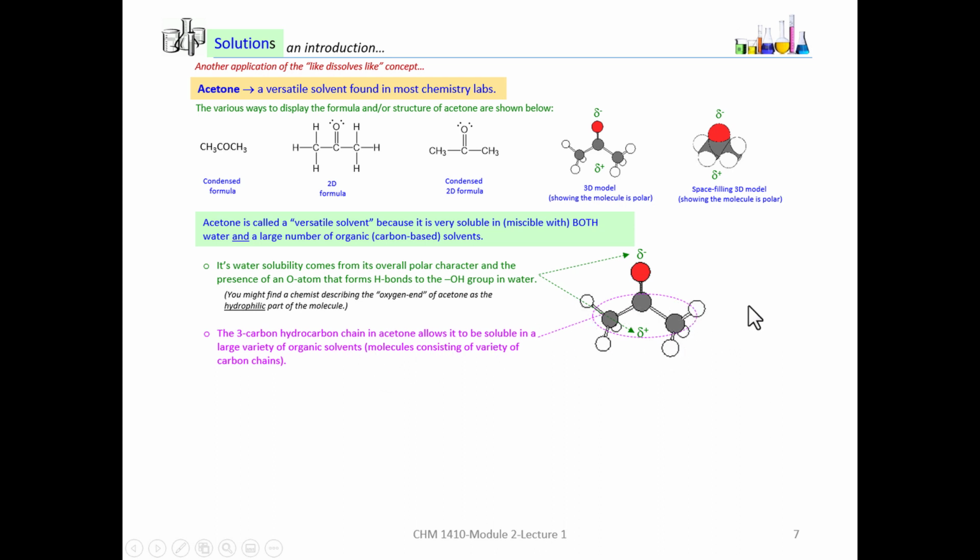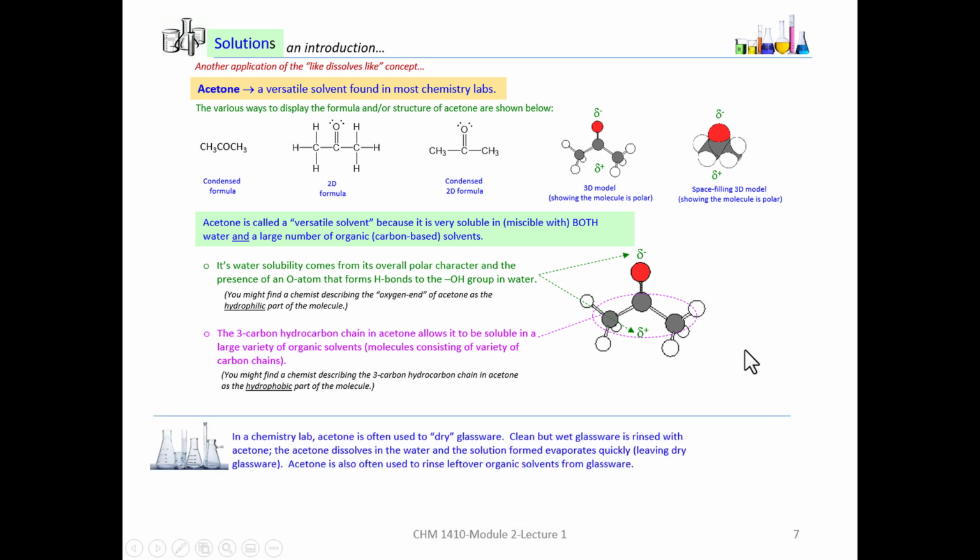And this 3 carbon chain here. So we have these 2 carbon-hydrogen ends, and we have a 3 carbon chain, including the carbon in the middle, allows it to be soluble in a large variety of organic solvents, non-polar type solvents, or non-polar-ish. And we'd say that the 3 carbon chain in acetone is the hydrophobic part of the molecule.